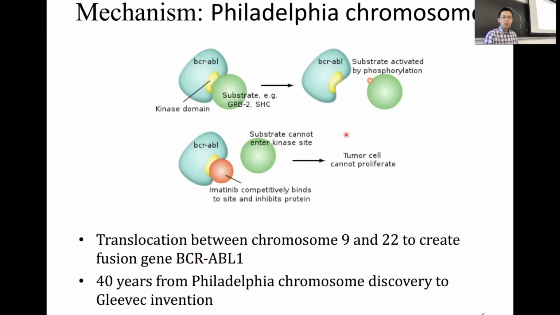And Gleevec is a small molecule, shown here. This small molecule can block the kinase activity of the ABL1 kinase, therefore stopping the downstream signaling for tumor cell growth.